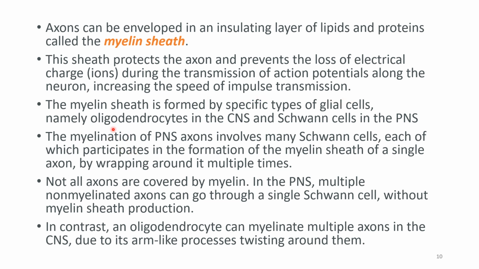Okay. So this myelin sheath is formed by specific types of glial cells. So we have glial cells also in the nervous system. They are supporting cells, and the myelin sheath is formed by one type of glial cells. So in the CNS, the oligodendrocytes will form myelin sheath. In the PNS, Schwann cells will form myelin sheath. Okay. So the myelination of PNS axons involves many Schwann cells. So many Schwann cells will form the myelin sheath of the PNS axon.